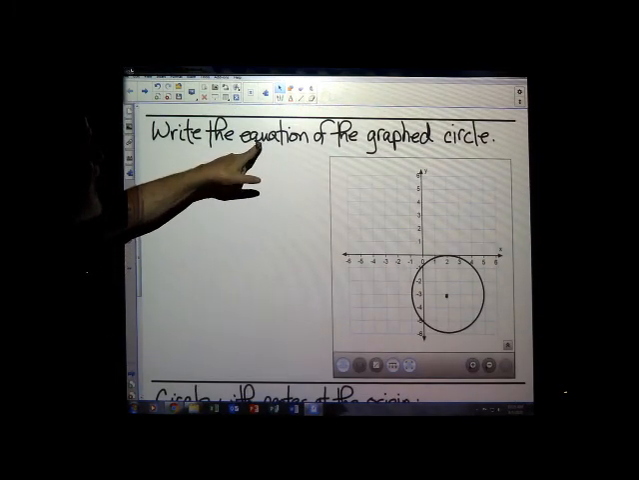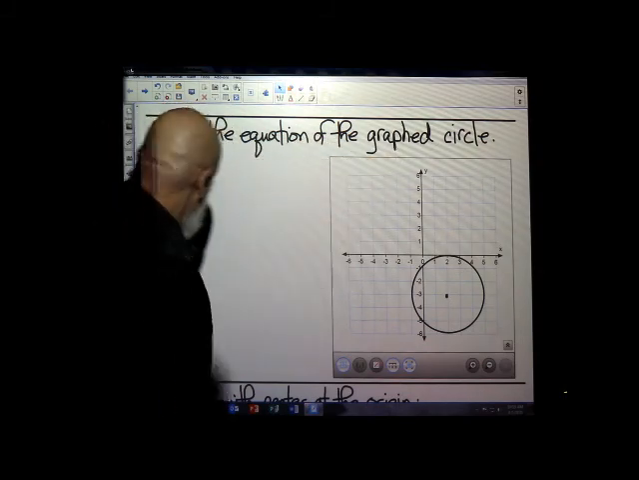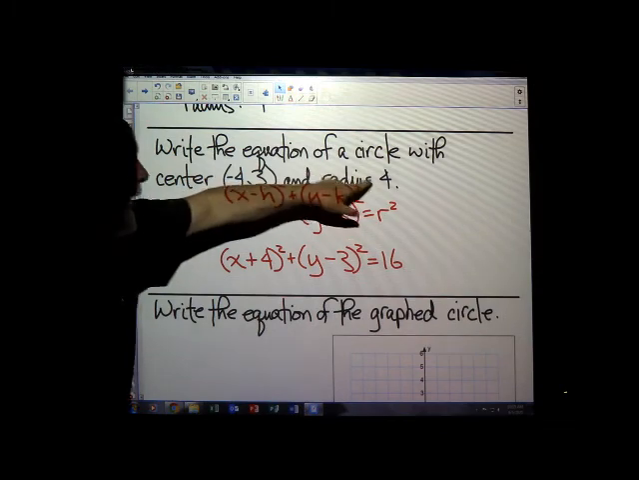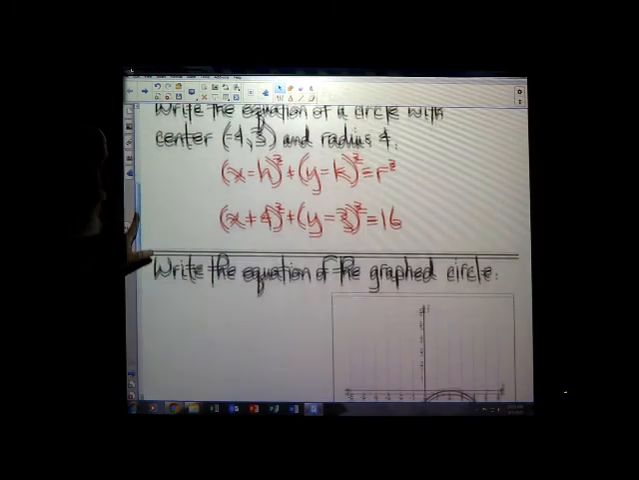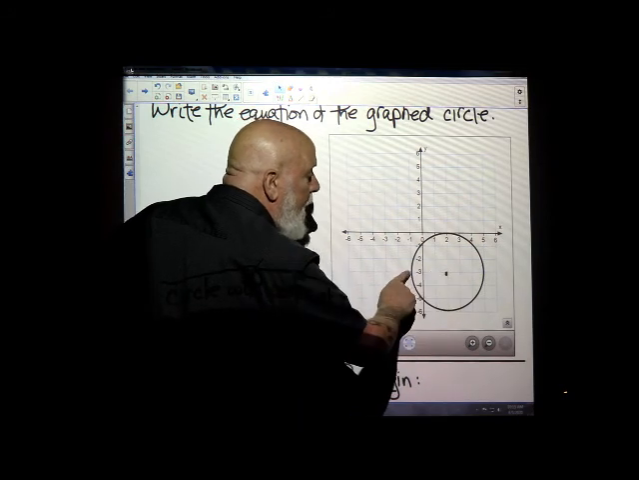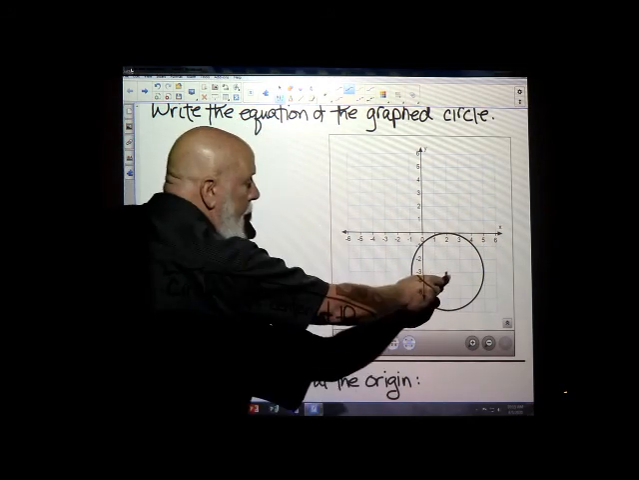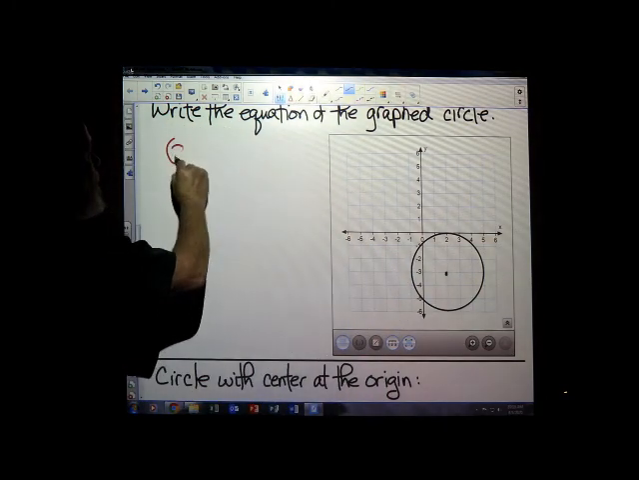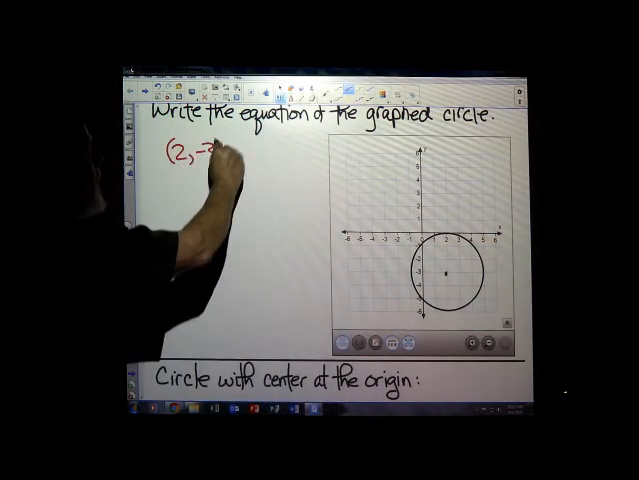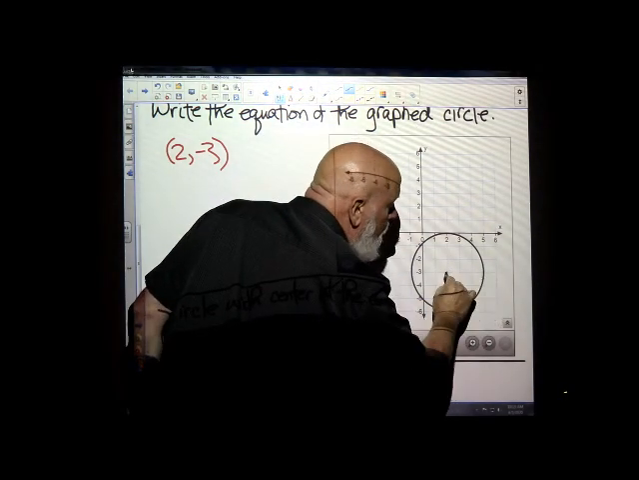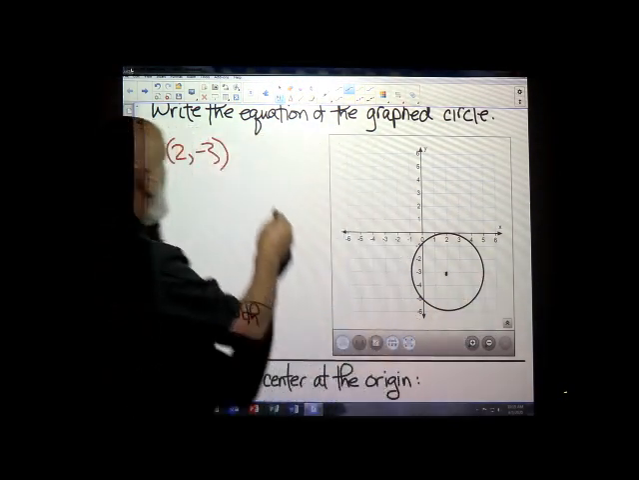If we ask you to write an equation of a graphed circle, well, it's the exact same thing we just did here. We're given the center and the radius. In this case, we can see the center and the radius. And since we can see the center and the radius, we just write it down. The center would be 2, negative 3. Our radius would be the distance from the center to any point on the circle, and we can count it right here. The radius is 3.